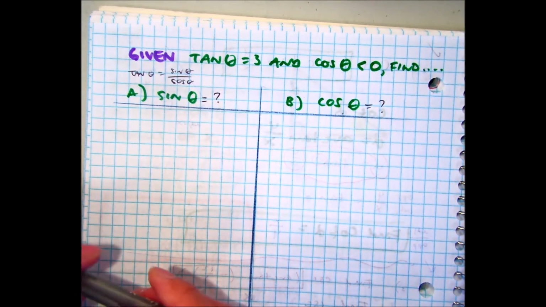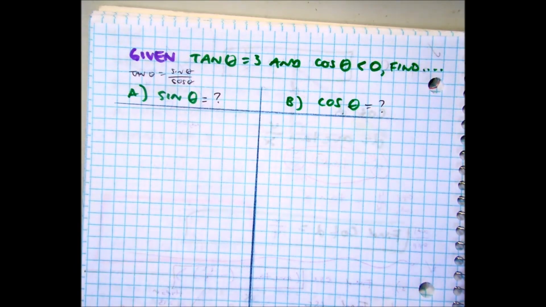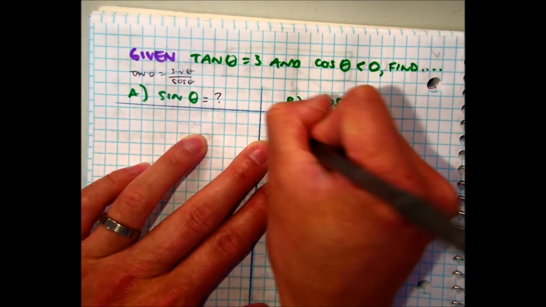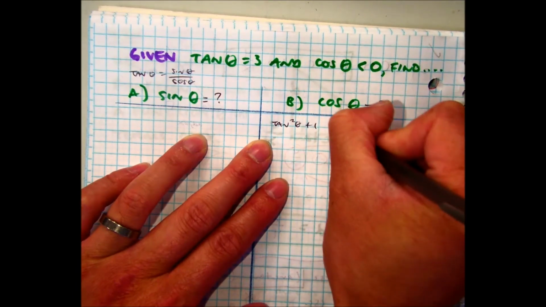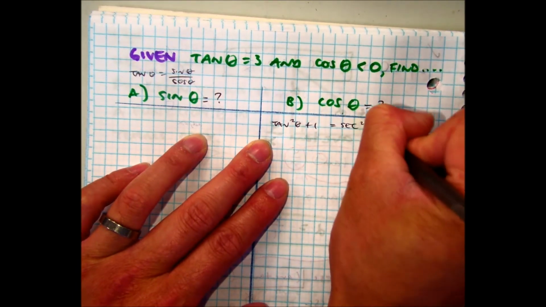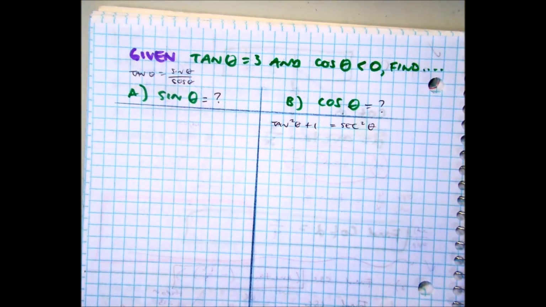Partner A tell partner B. Javier, which identity has both tangent and secant in it? Raise your hand if you got that. Okay.